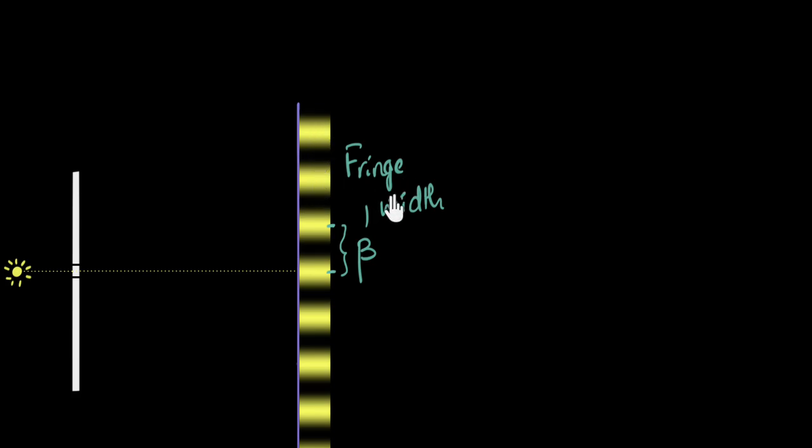So fringe width is the distance between two consecutive brightest spots, where the brightnesses are the maximum, or distance between two consecutive darkest spots, where the brightness is 0. So it's not the width of anything, it's the distance between two consecutive brightest spots or two consecutive darkest spots.